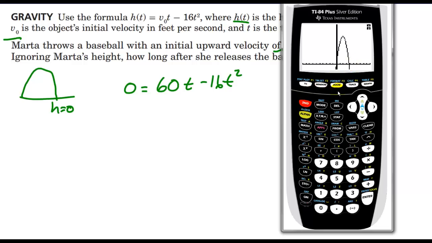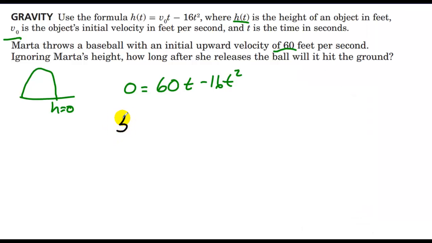So I'm going to go second calculate, intersect once again, 5, move over to that lower spot on the ground. And it's going to find that intersection for me after hitting enter 3 times. It's after about 3.75 seconds.